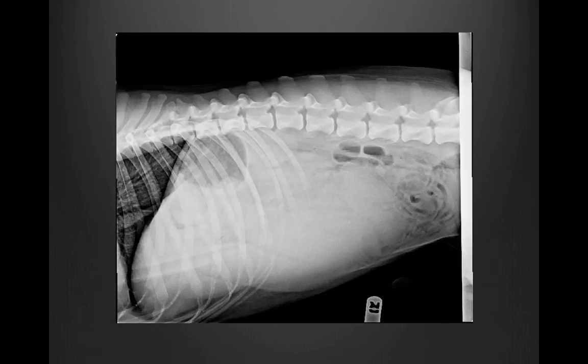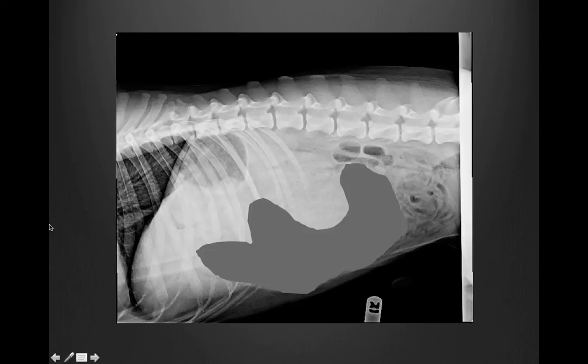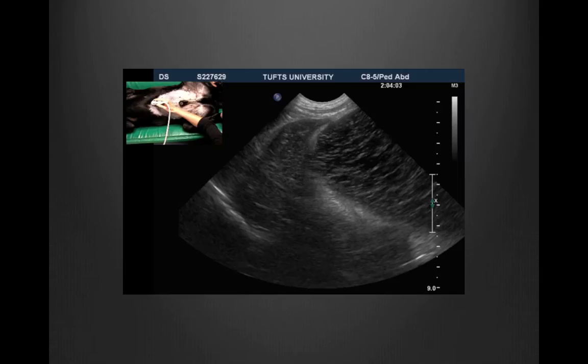So this is a lateral radiograph taken by the referring vet. You can see this large soft tissue opacity structure in the cranial to mid-ventral abdomen. You also have displacement of the GI tract caudally, and then in this region you have loss of serosal detail. So again, this is just outlining our large soft tissue opacity mass, and given its location, it's most likely the spleen, but again, this is not pathognomonic for splenic torsion by any means.